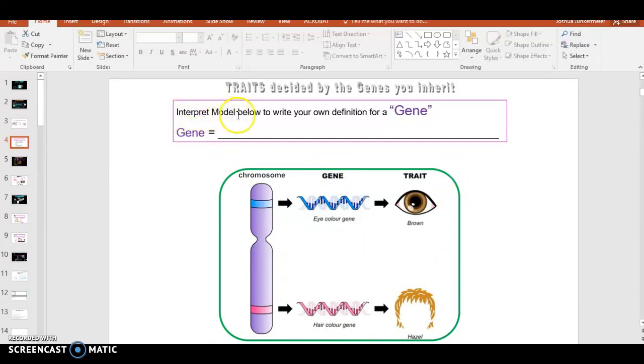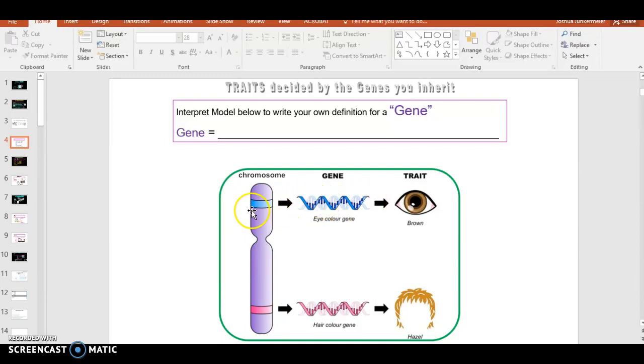It says interpret model below. That means look at the picture and try to make sense of what it's trying to tell us, and then write a definition that we think works well for gene. So this is where some creativity comes into play, and you define what gene means or what you believe it means. So we have chromosomes, and chromosomes are made up of, you can see the little double helix.